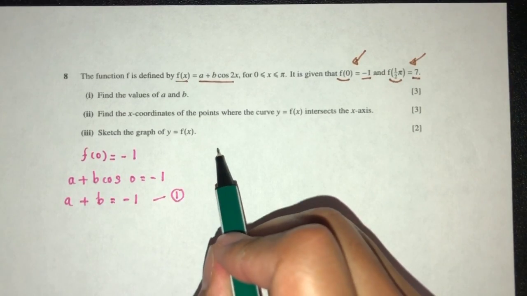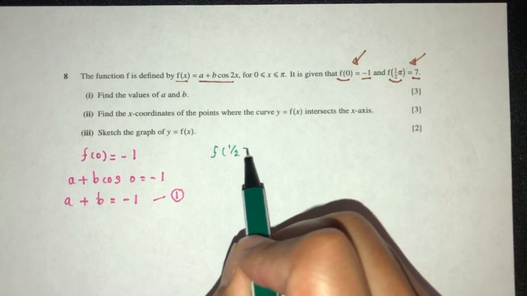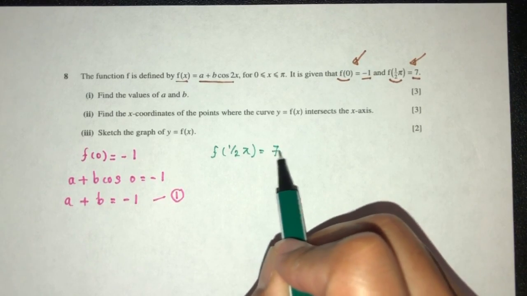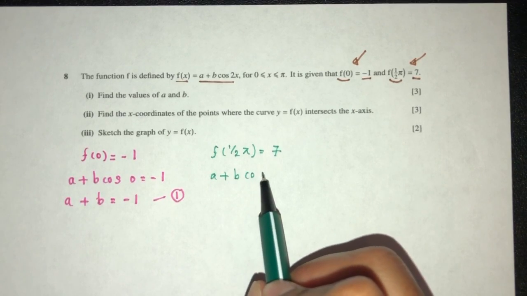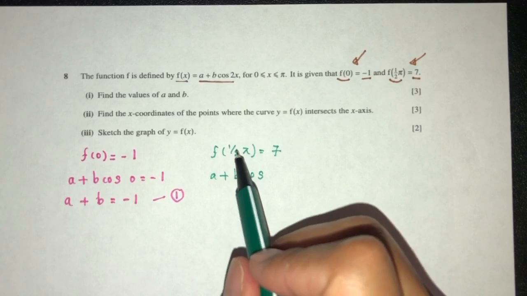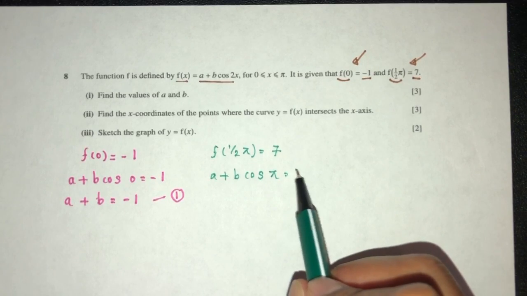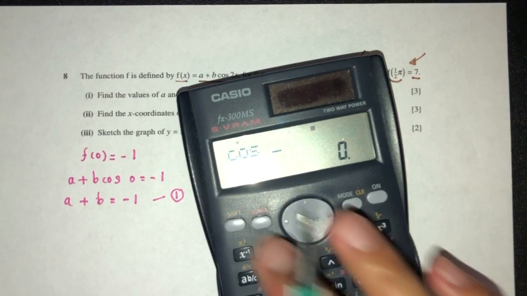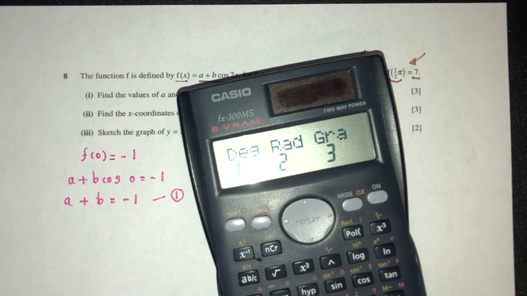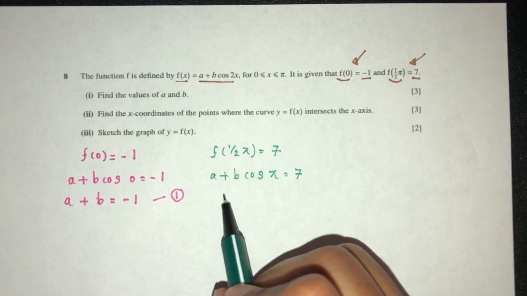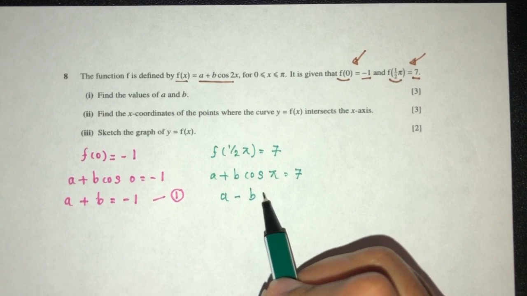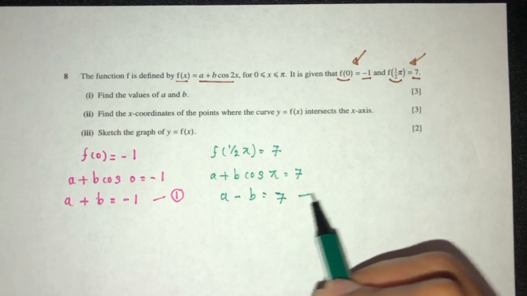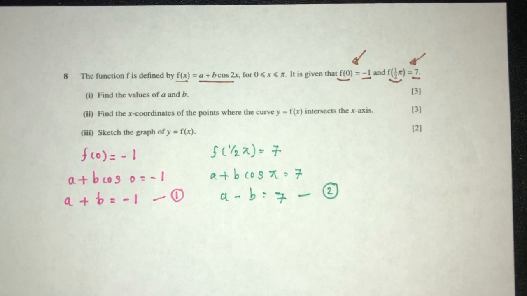Now for this one, we have half of pi, that will be 7. So replace, you will have a plus b cos 2 times half pi, that will be 7. Simplify, cos of pi radians will be minus 1. So b times minus 1 is minus b, so a minus b has to be 7. That is my equation number 2.